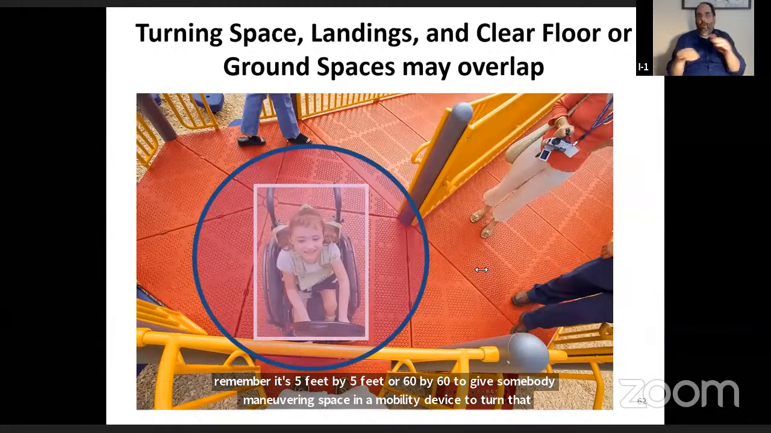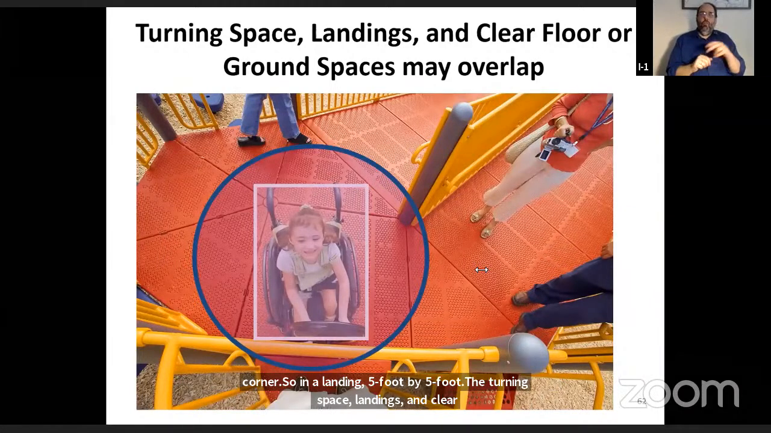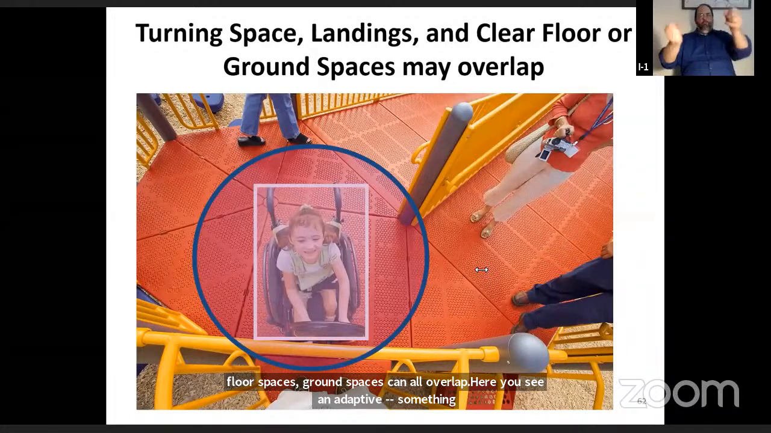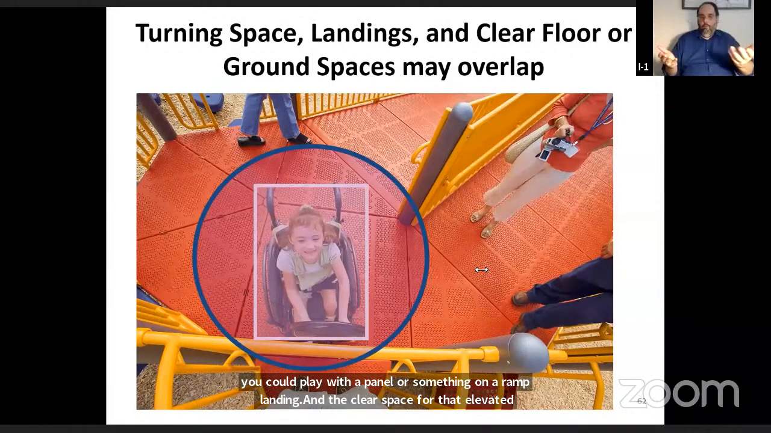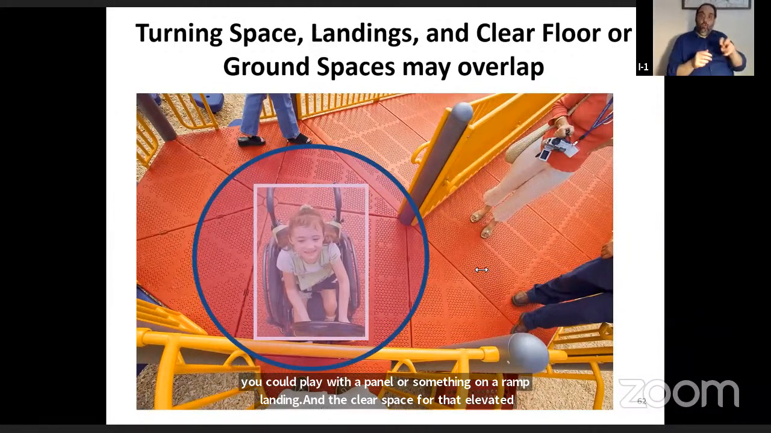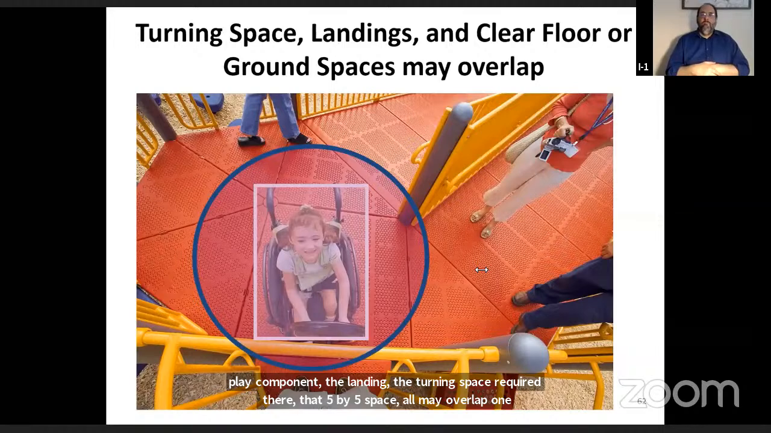Here you're seeing a child on slide 62 at a steering wheel, an adaptive something you could play with, a panel or something on a ramp landing, and the clear space for that elevated play component, okay, the landing, the turning space required there, that 5 by 5 space, all may overlap one space.